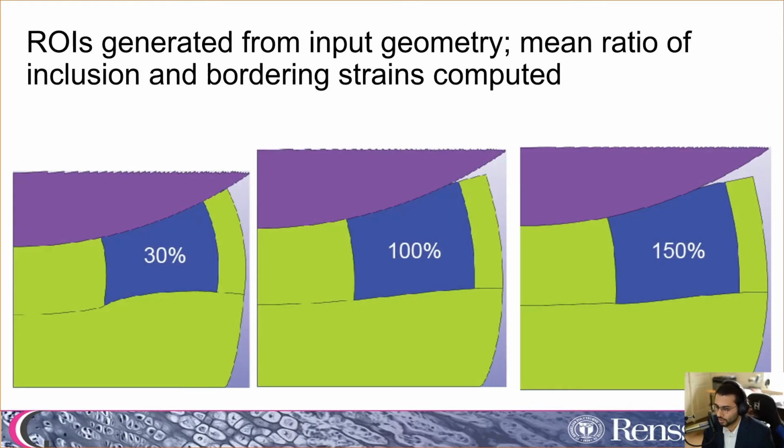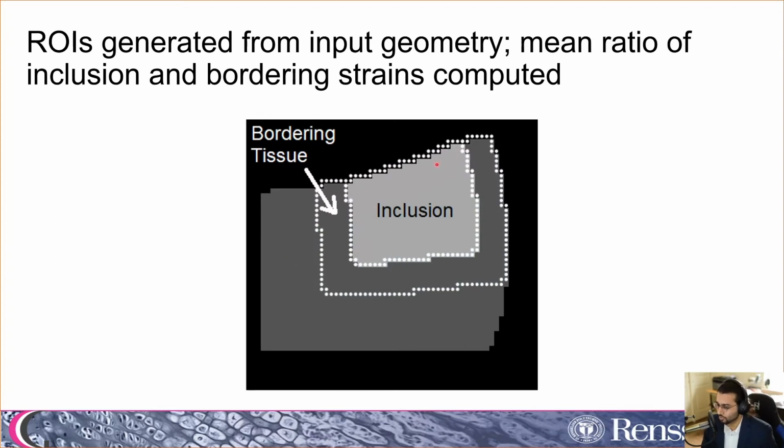But if we actually want to look at the relative changes in the inclusion strains versus the bordering strains, we need to identify regions of interest, or ROIs, from each of the maps. So we computed these using the actual input geometry. You can see that each of the different representative cases here has a different amount of overall deformation and local deformations as well. And we find that we can actually compute what these areas are.